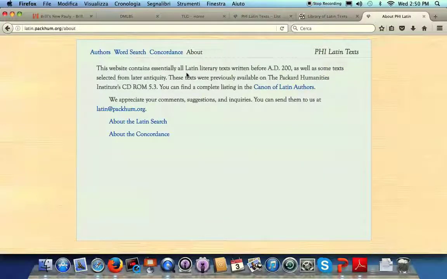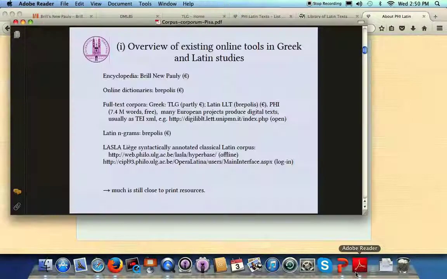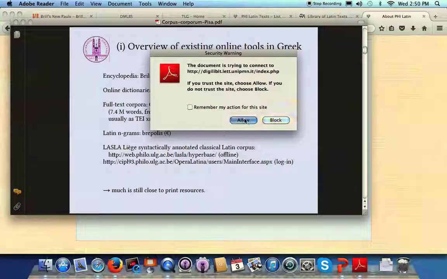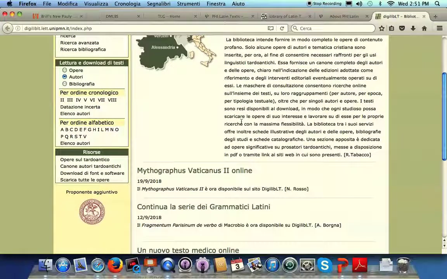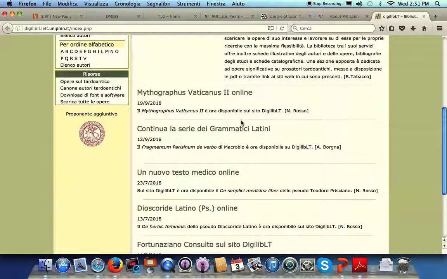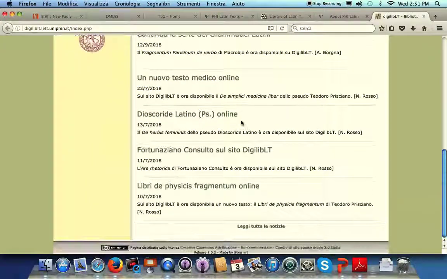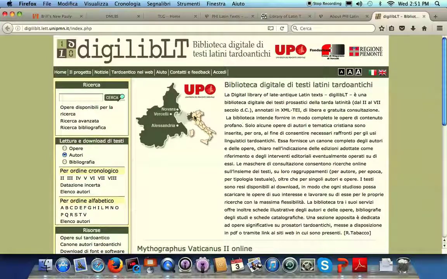Then, in the past 10 years or so, there have been quite a few projects at universities in Europe, quite a few of them in Italy, where Latin texts have been digitized, and usually digitized into the TEI XML format, which has become more or less the standard format for Latin text. An example is this project, Biblioteca digitale di testi latini tardoantichi, which is done at several universities in Piemonte. This is one of the projects the Corpus Corporum collaborates with, as we shall see later on.